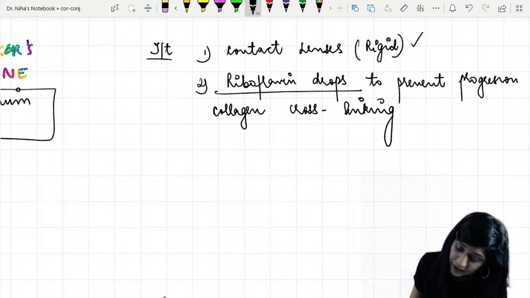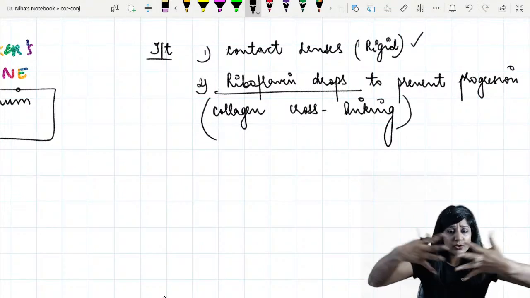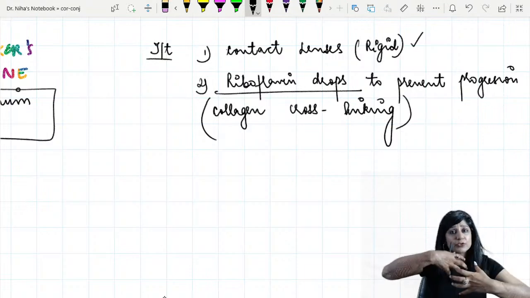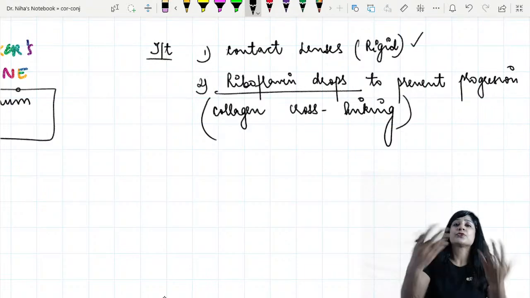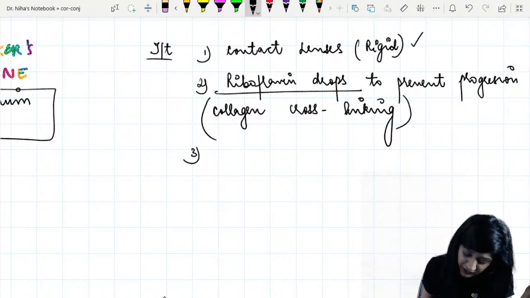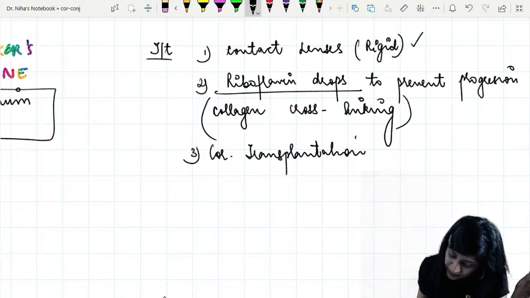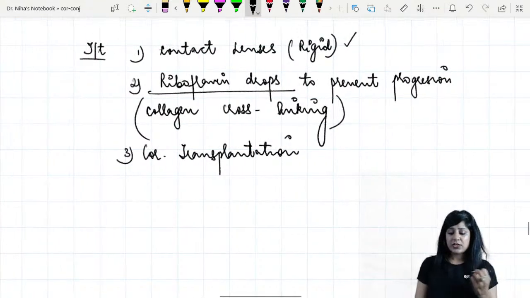How can we prevent the progression? By doing the collagen cross-linking. So they are cross-linking the collagen so that we do not have more of protrusion, so we can prevent the progression. And in the last, if I do not have any result, then we can do the corneal transplantation. So these are the important things that are asked about keratoconus.